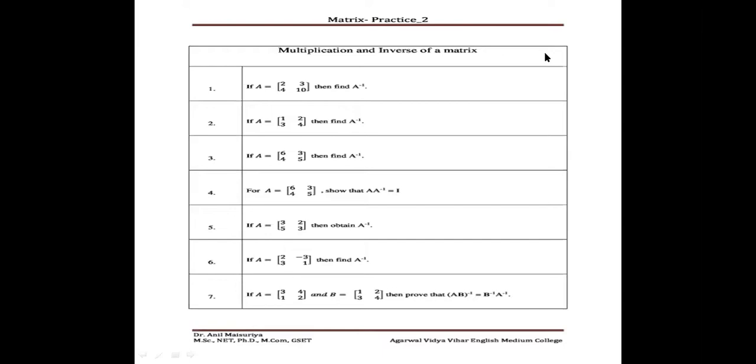Now I'm giving you a briefing of question number 7, that is how to solve this question. You can definitely solve this question. Now see, A is given and matrix B is given. Now what you have to prove? A into B whole inverse equal to B inverse into A inverse. So here, how can you solve this question? So I'm giving you just a briefing of this so that you can find yourself.